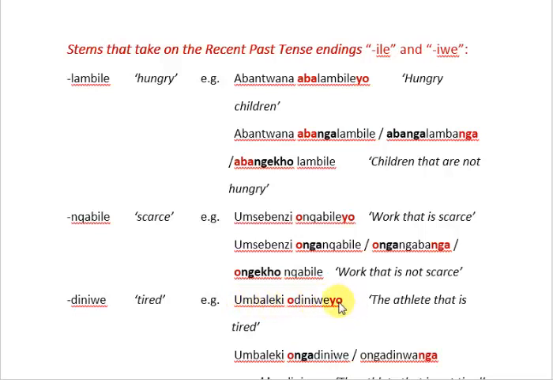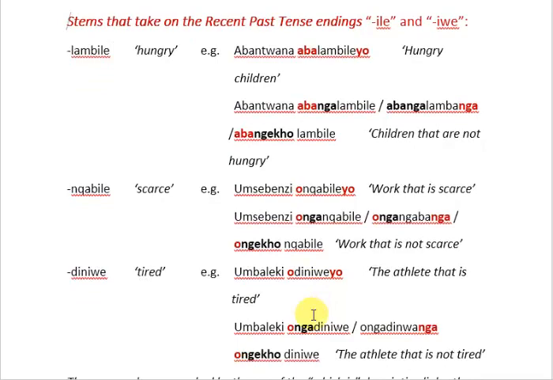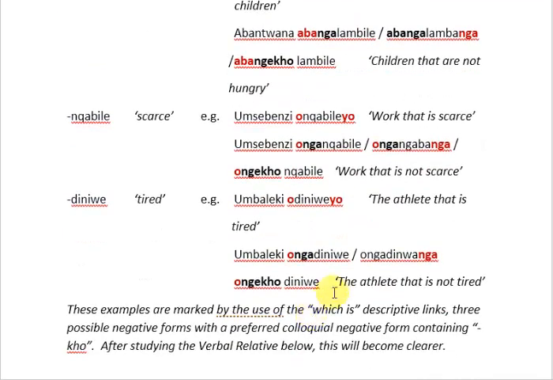Umbaleki odiniweyo, the athlete that is tired. Umbaleki ongadiniwe, ongadinwanga, ongekho diniwe. Quite complicated. So these examples are marked by the use of the descriptive links. Three possible negative forms with the preferred colloquial negative form containing the ko. And again, as I mentioned, once you've studied the verbal relative in the section under verbs, this will be reinforced.